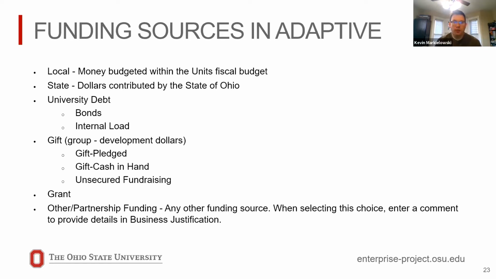One other funding source note I would like to make is that with gift dollars, development dollars, before it was just one category. You'd mention that there was a fundraising component to your project. We now let you drill down a little bit deeper and select between 3 different options. Whether you have a gift that's been pledged, so they've signed a gift agreement and you know the money is on its way. Whether you have a gift that's already been received, you have the cash in hand, you can select that.